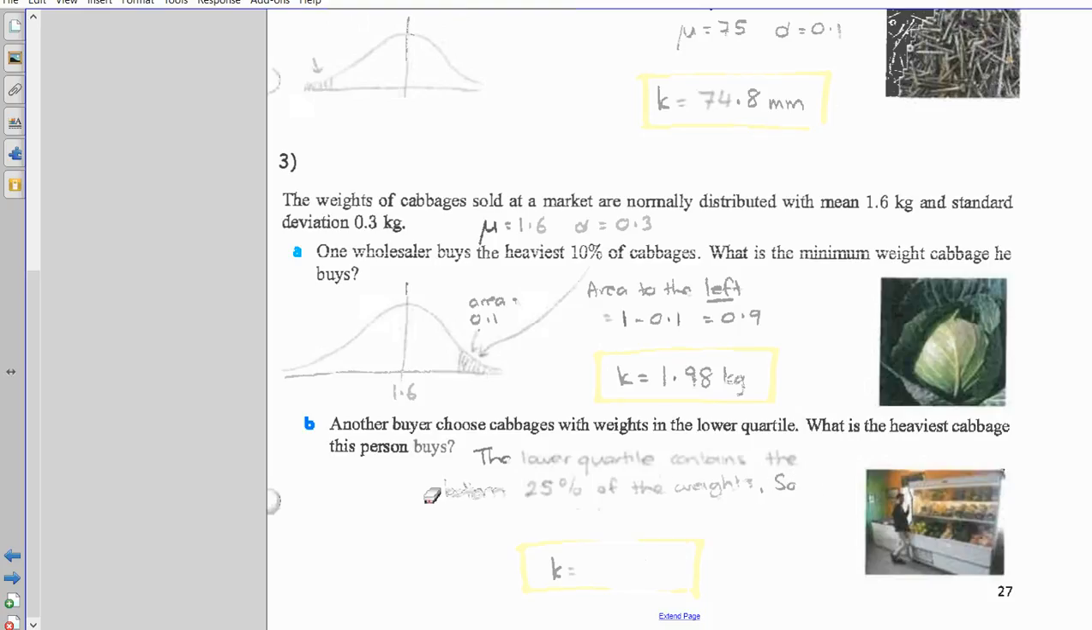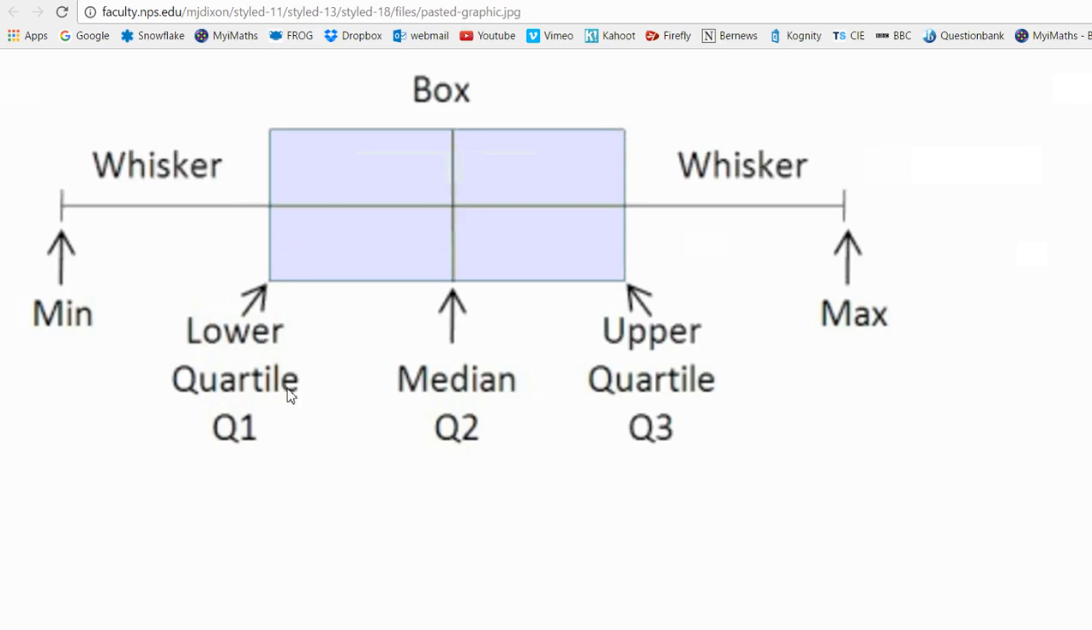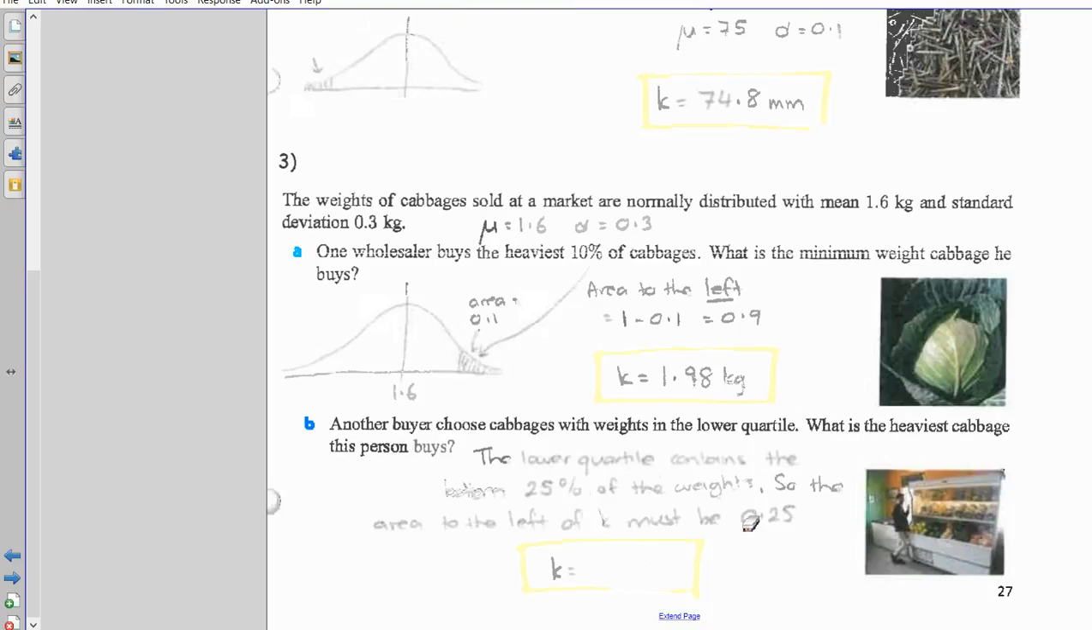So the area to the left of K must be 0.25. That's what we're saying here. So the lower quartile contains the bottom 25% of the weights, as we said. So the area to the left of K must be 0.25, 25% divided by 100. Again, let's draw a diagram so we can get a nice little method mark for this maybe. Drawing a normal distribution, and that's 0.25.